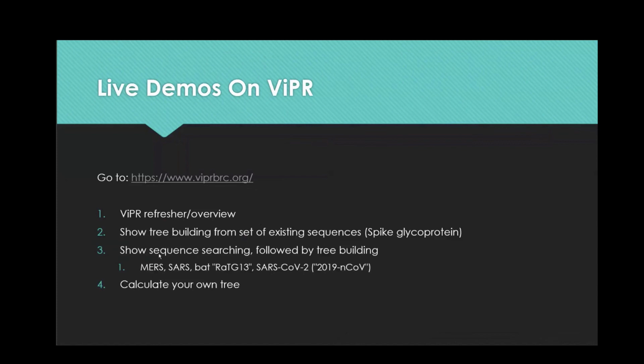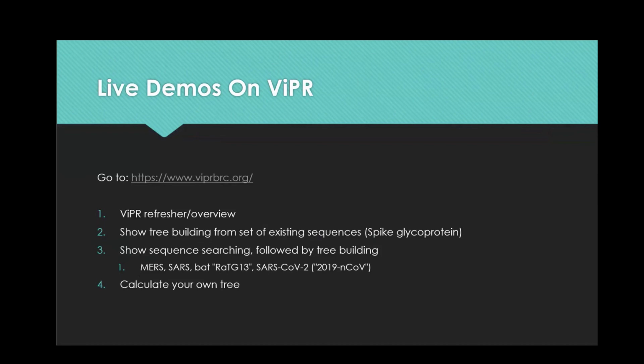What I'm going to do is very quickly remind you how to use ViPR. Selecting the sequences you want to analyze is relatively time consuming. So in my first example, I will start where I already collected a set of sequences and just show you how to build a tree from it. As a second example, I'll show you how to select a couple of sequences and build a simple tree. Finally, at the end, you can calculate your own trees, and I'll be available if you have any questions.